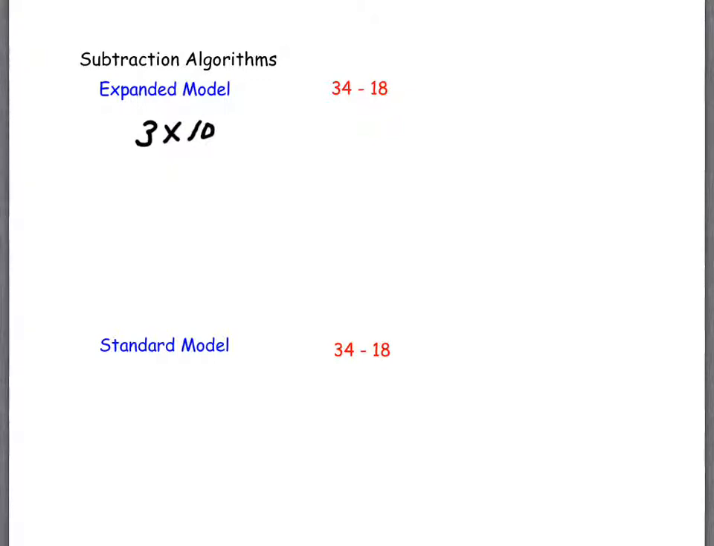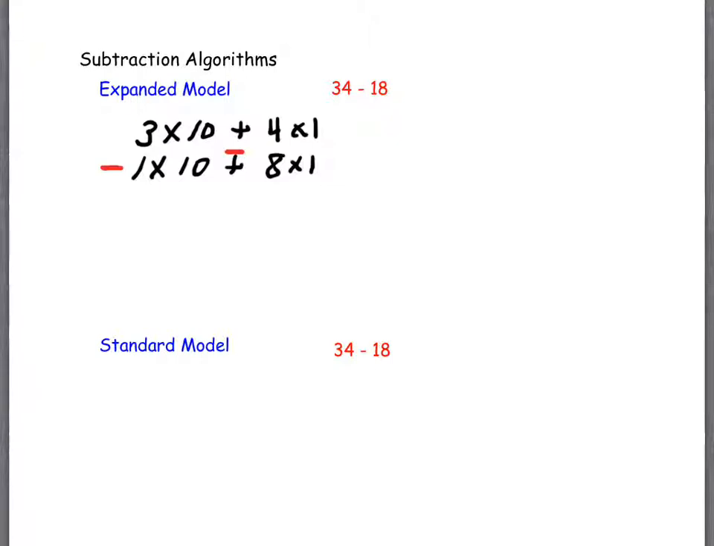I have 3 times 10 plus 4 times 1. And then I have 1 times 10 for the 18. And then I have the 8 times 1 for the 8 part of the 18. And I'm supposed to be subtracting this last one, in fact. So this is actually minus this and minus this, right? So I'm perfectly fine with doing 3 minus 1, that gives me 2. The problem, of course, is that I can't do 4 minus 8, right?